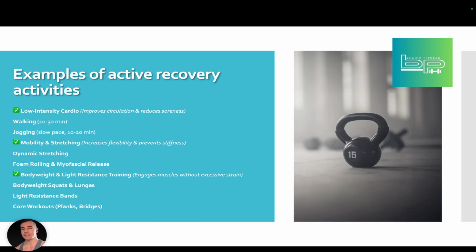So again, I did touch a little bit on some of the examples of active recovery, but I do want to mention to give you a visual on what these examples are. So this includes low intensity cardio. Low intensity cardio helps to improve circulation and reduce soreness. So this is walking 10 to 30 minutes, or this could also be jogging at a slow pace, 10 to 20 minutes. Again, you're doing these in low intensity. You're not doing a run, you're not doing anything really excessive. This is just light cardio.